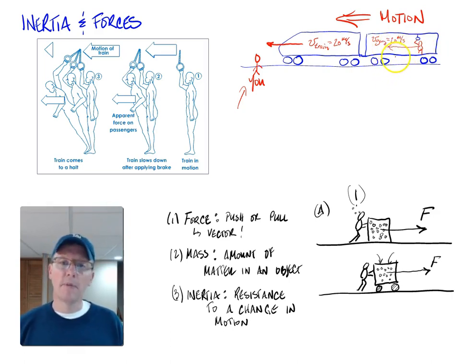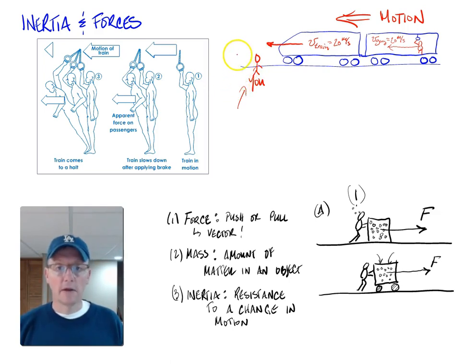That means that all of the particles inside of his body also have a velocity of 20 meters per second. So if we wanted to, we could draw in all of the atoms inside this guy's body and say each one of those atoms is moving forward at 20 meters per second with respect to you standing on the outside.